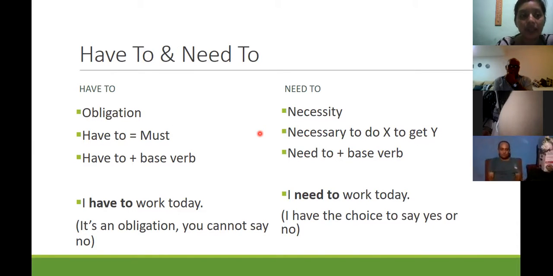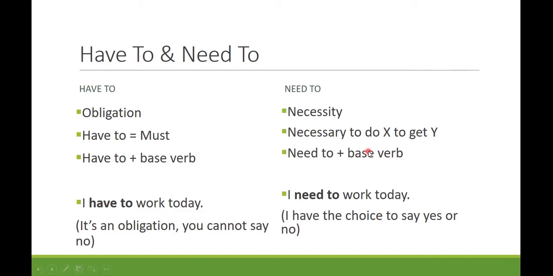La diferencia del have to y del need to, tenemos que primero el have to es una obligación. Okay. Es algo que yo tengo que hacer porque sí. En cambio, lo que es el need to es una necesidad. Aparte de ser lo que es una necesidad, es necesario hacerlo o hacer algo para obtener otra cosa. O sea, yo tengo que hacer X para obtener Y.